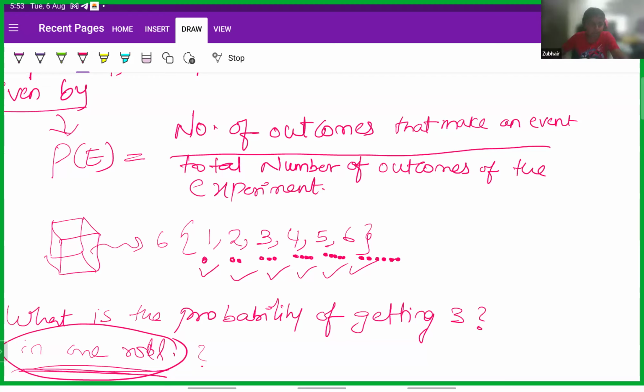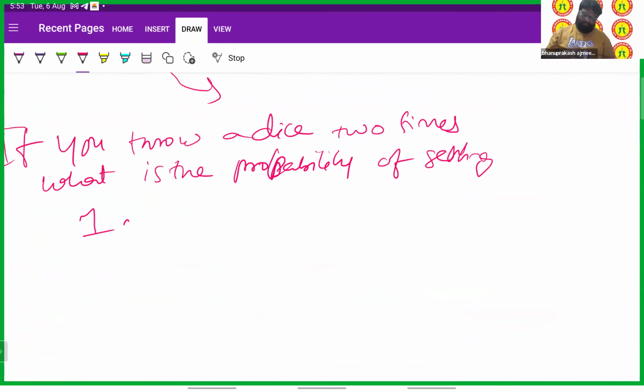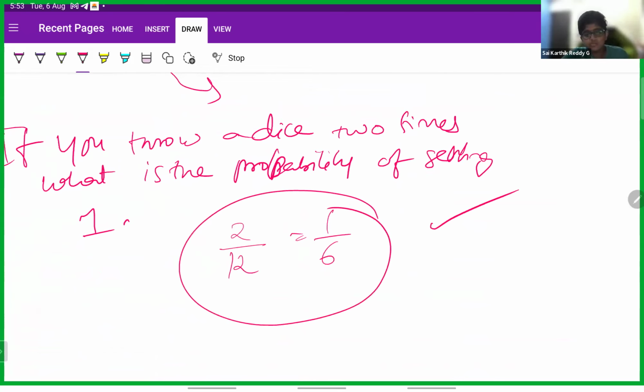Shrestha, Gagana, you people raise hand. Do you have a doubt or do you want to tell the answer? So tell the answer. I know you know the answer. So the answer here will be: is it 2 by 12? 2 by 12, that is 1 by 6, sir.